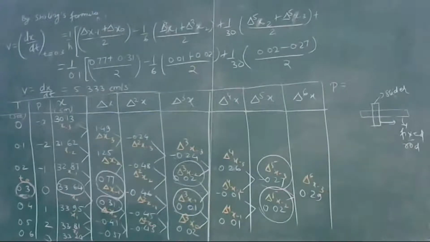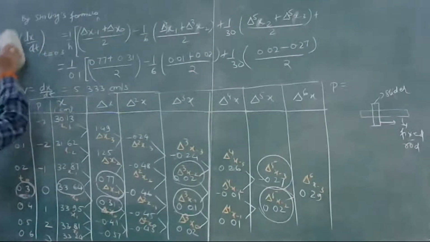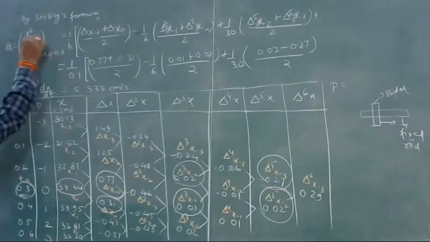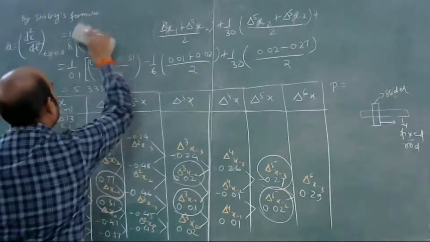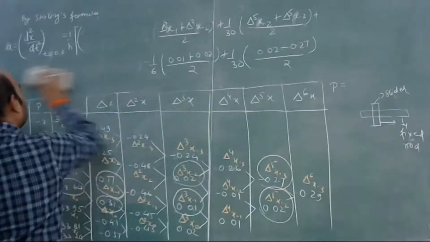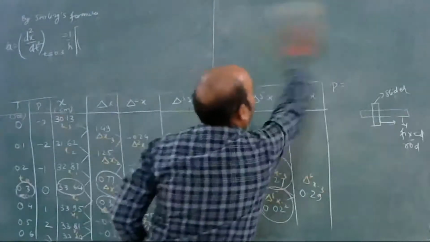Then we have to find the acceleration also. So acceleration a will be equal to d square x by dt square. So now the formula will be changed. We have to apply the second derivative formula.